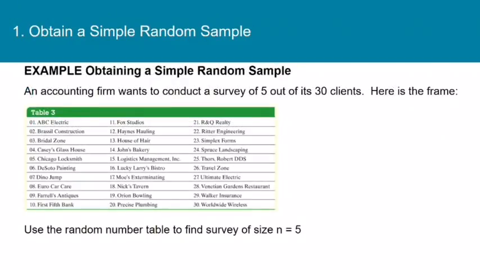So here is our example where we're going to obtain our own simple random sample. It says an accounting firm wants to conduct a survey of 5 out of its 30 clients. Here is the frame. Every client is listed and everybody has a number. Notice that these clients that have single-digit numbers were actually given 2 digits: 01, 02, 03. That way every client in the frame has the same number of digits, and that's important.